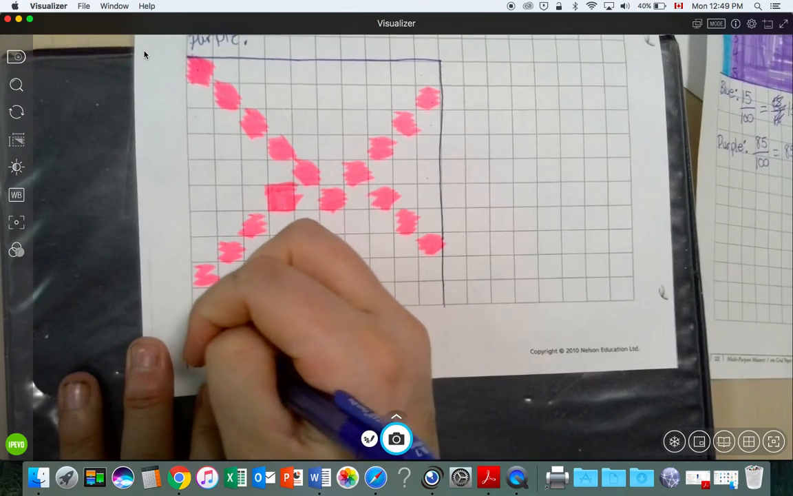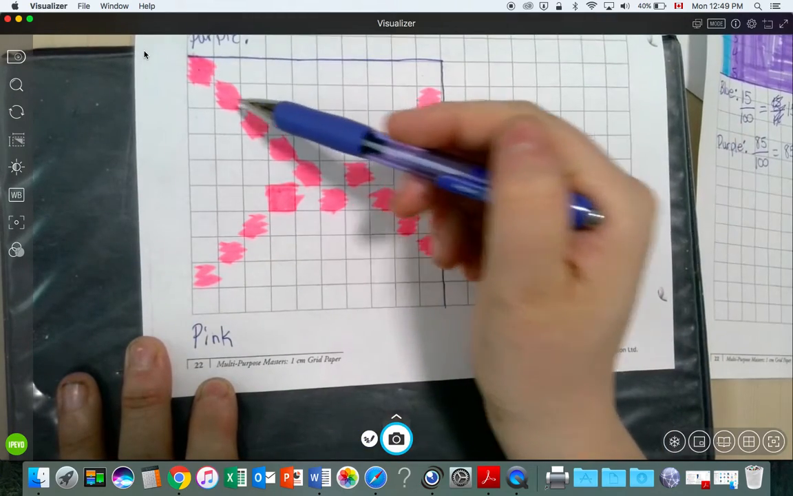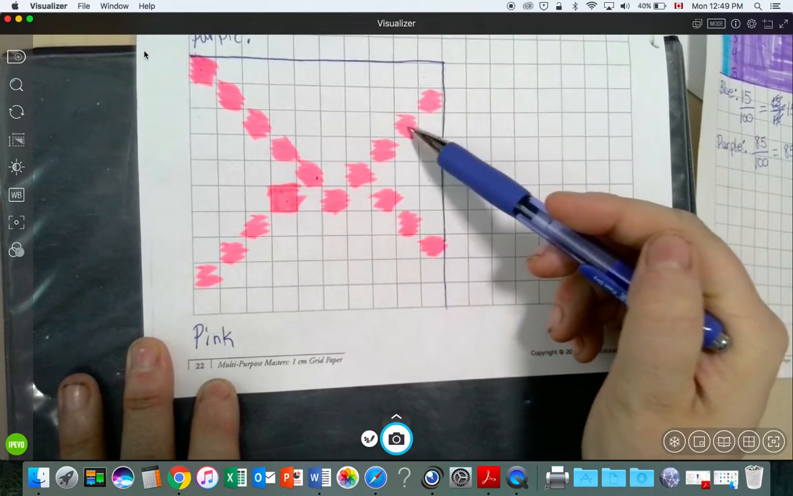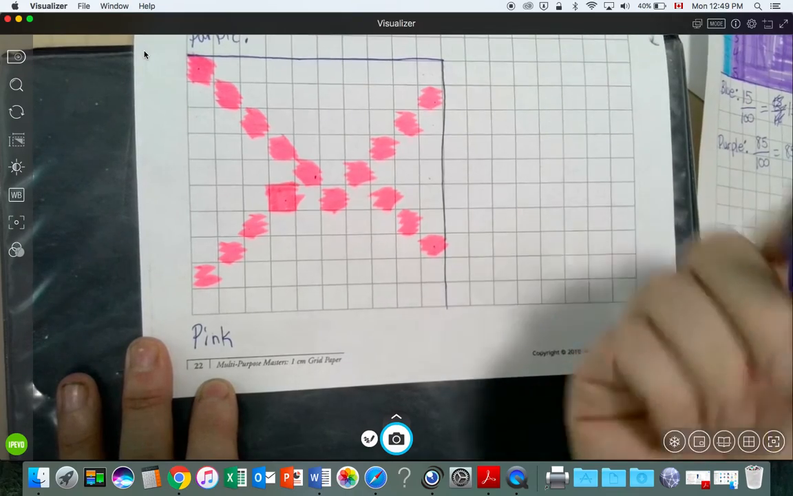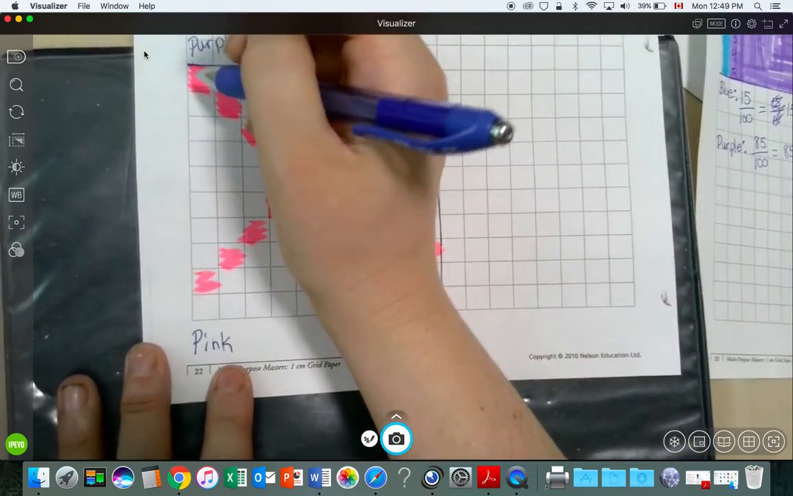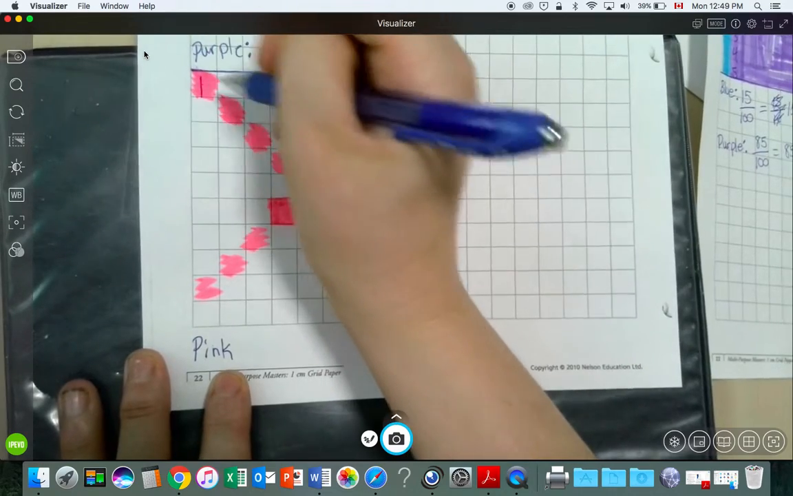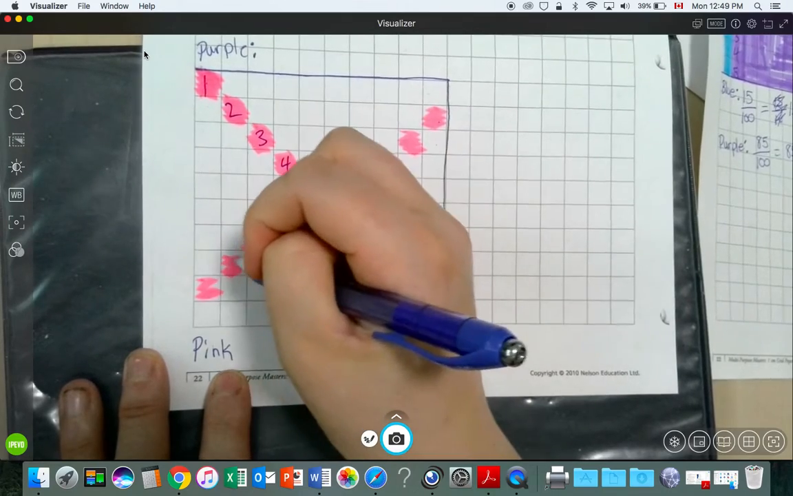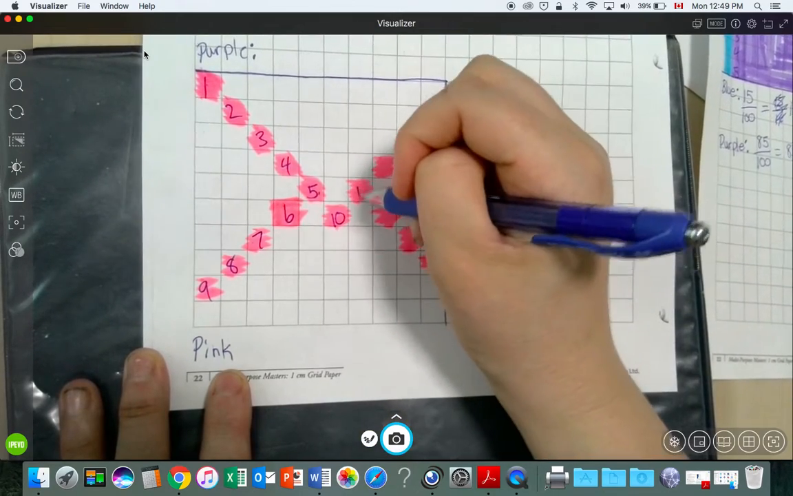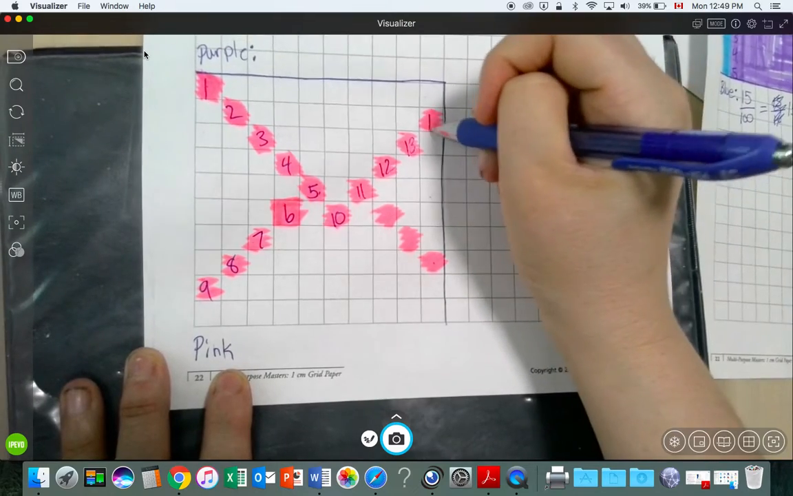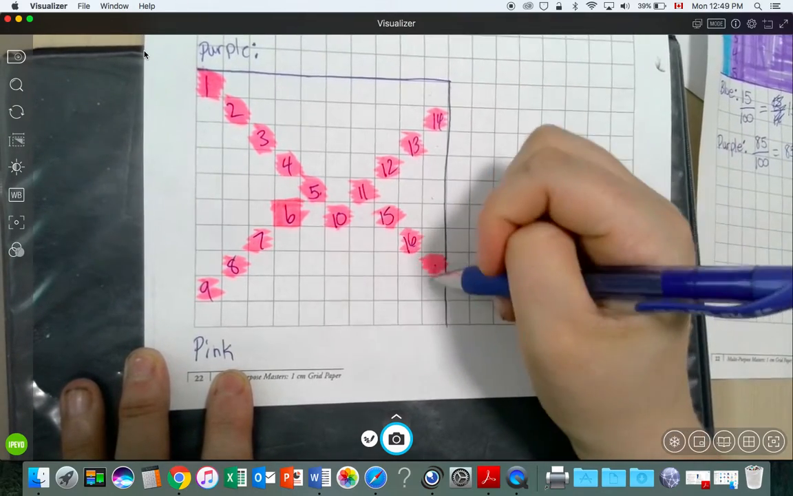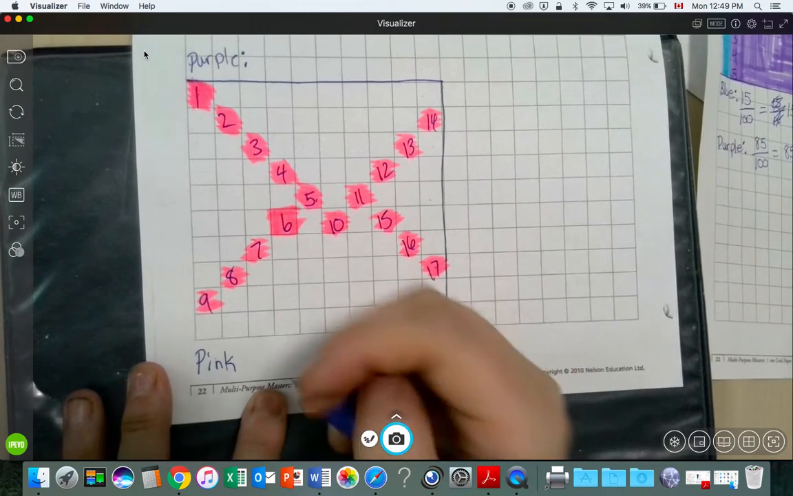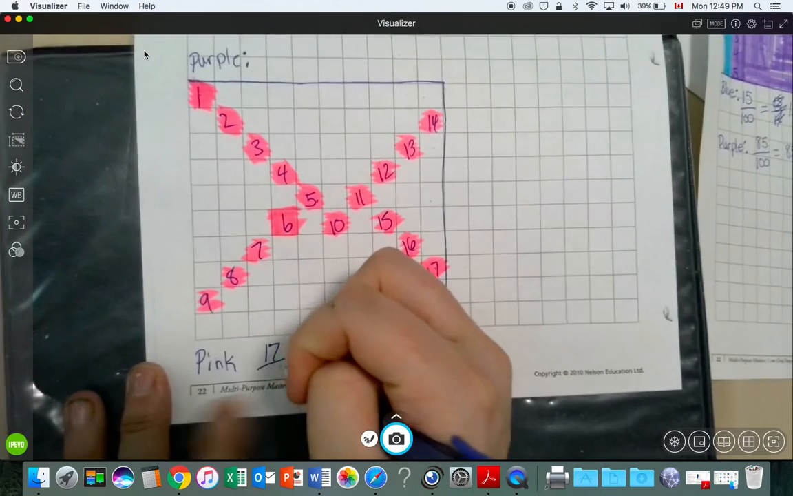So for pink, I have 1, 2, 3, 4, 5, 6, 7, 8, 9, 10, 11, 12, 13, 14, 15, 16, 17. I'm going to actually put a number in for each one to make sure I didn't miscount. Perfect. So all of them are covered. I know that I have 17 out of a possible 100.